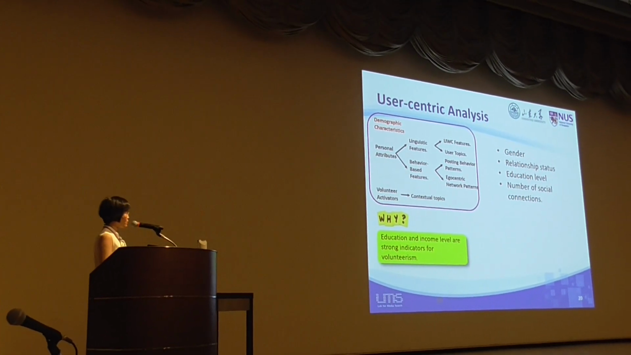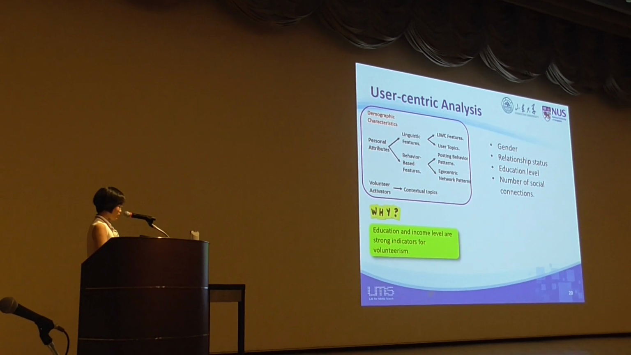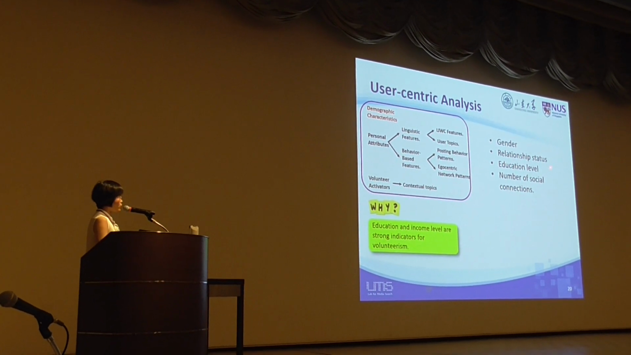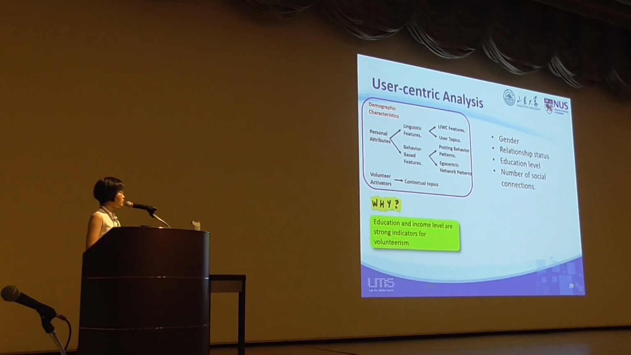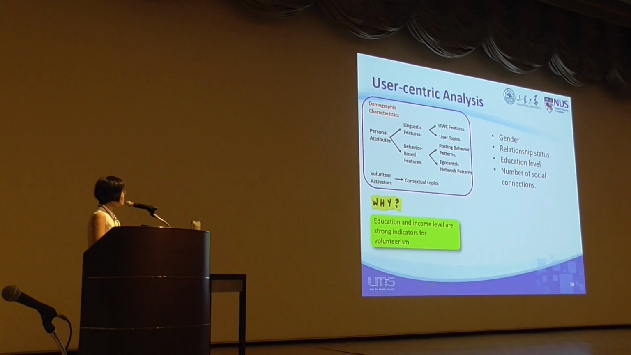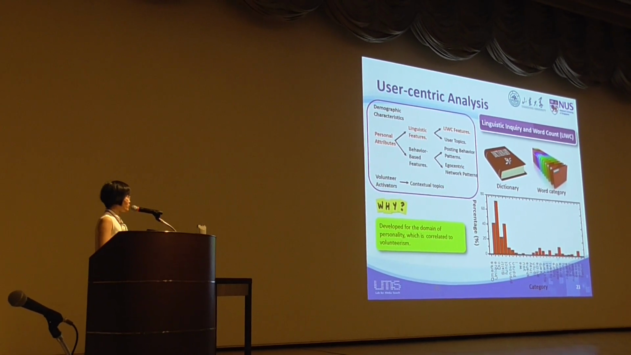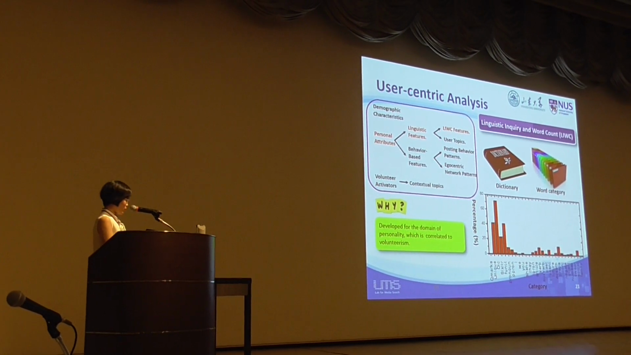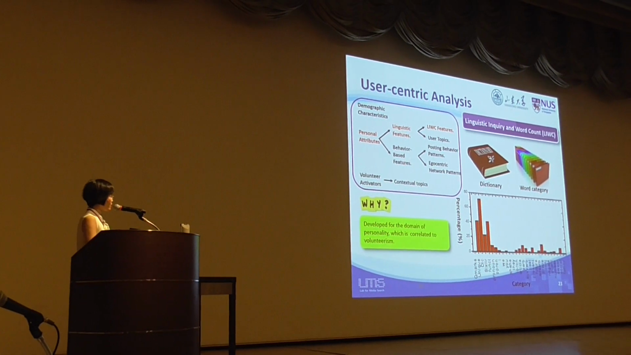Then I will introduce these features quickly. First is the demographic characteristics. Here we use the gender, the relationship status, the education level, and the number of social connections. Second is the personal attributes. Since this refers to personality, we model users from the linguistic features and the behavior-based features.